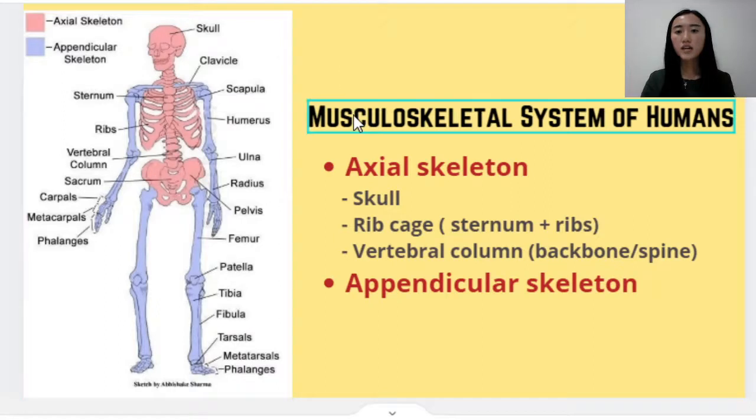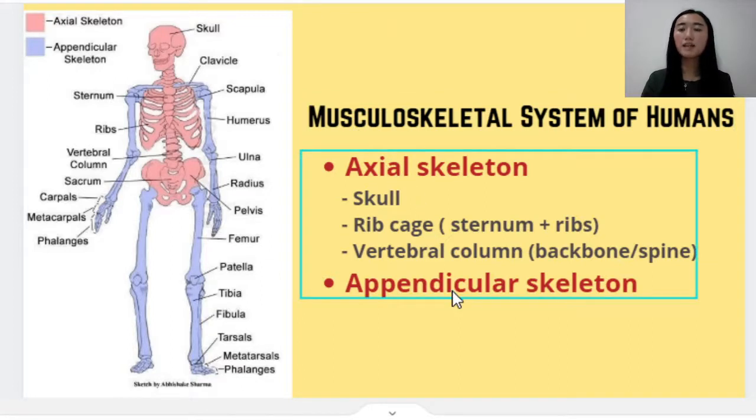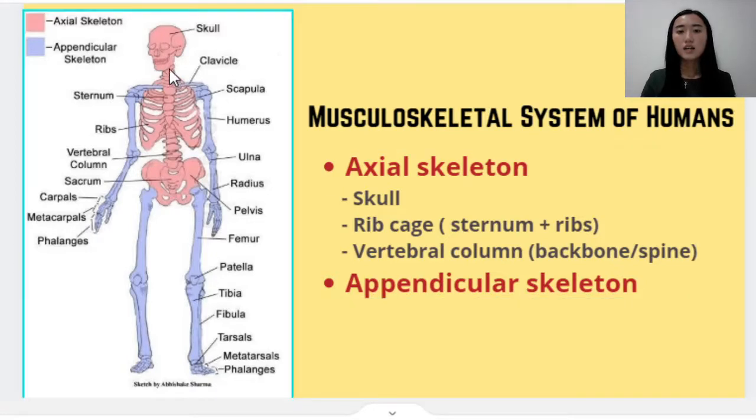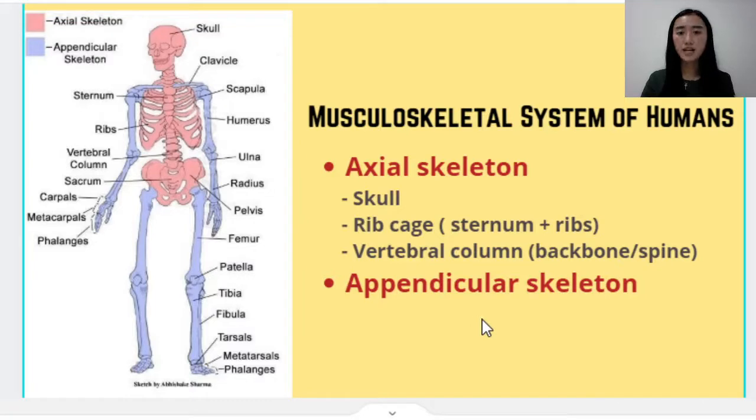Next, we are going to look at the muscular skeletal system of humans. There are 2 parts of the muscular skeletal system of humans, which are the axial skeleton and the appendicular skeleton. In this diagram, you can see the pink part. The pink part here is our axial skeleton, which consists of the skull, rib cage, which are the sternum and ribs, and also the vertebral column, which is the backbone or spine. And the other part, the blue part here, will be our appendicular skeleton.